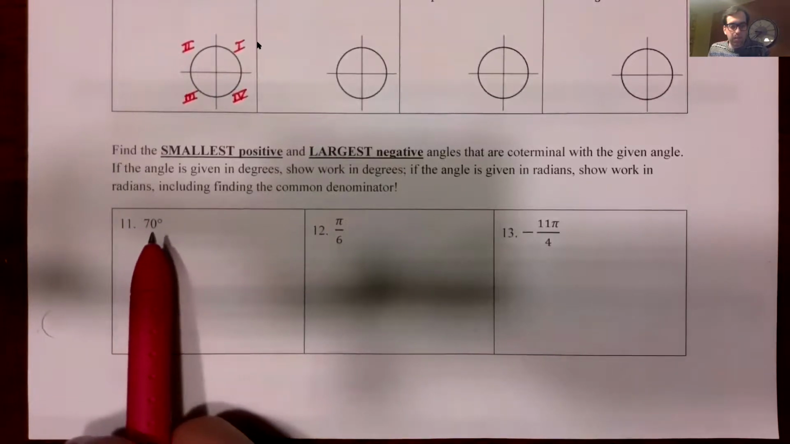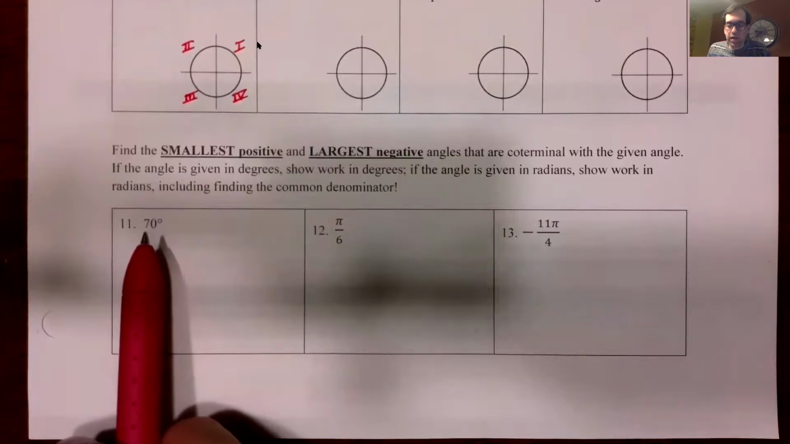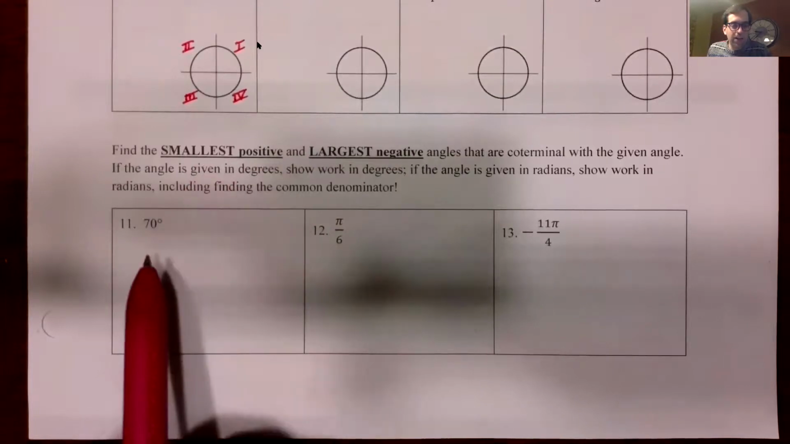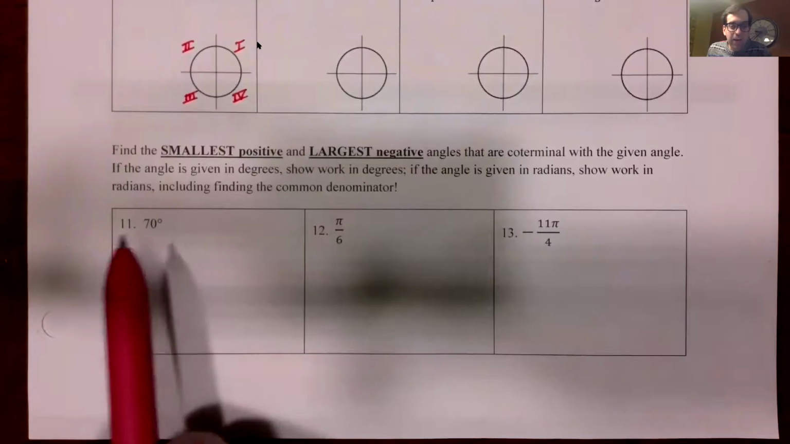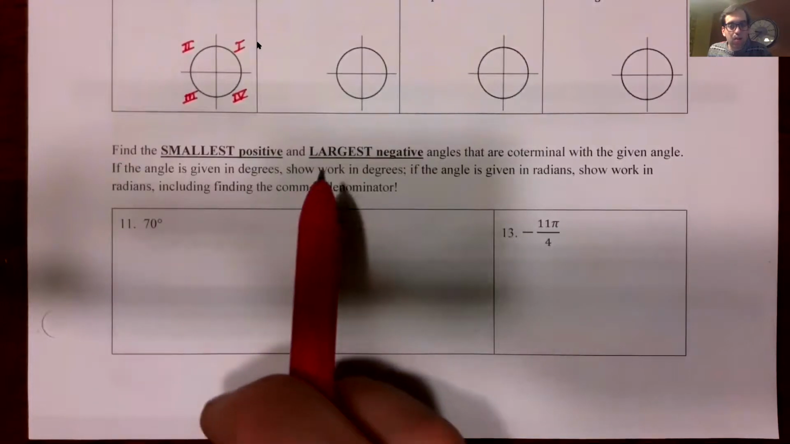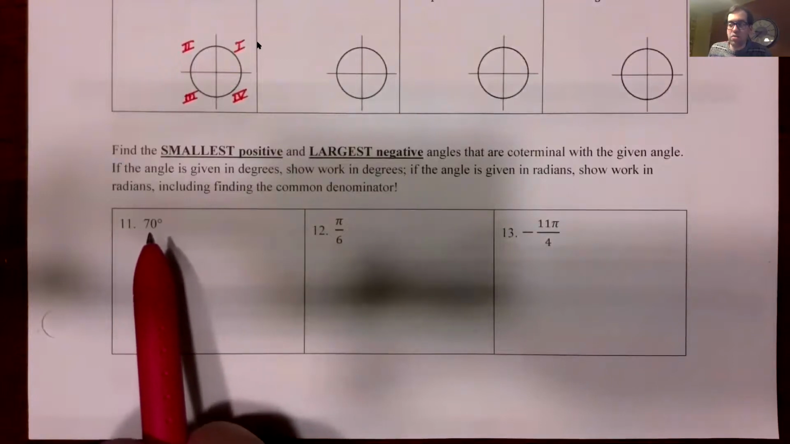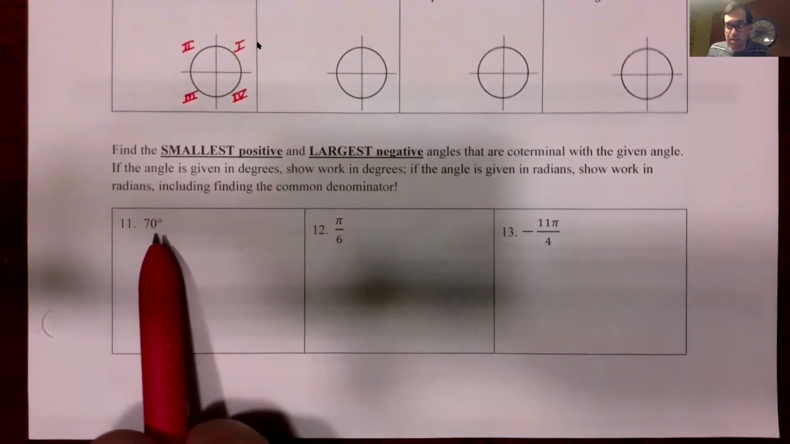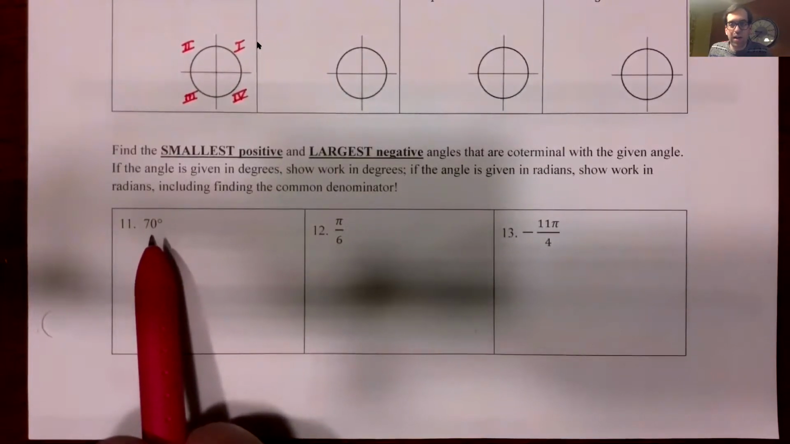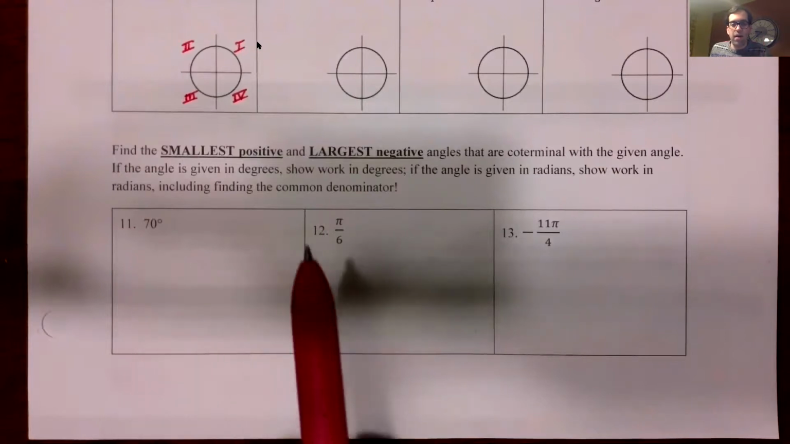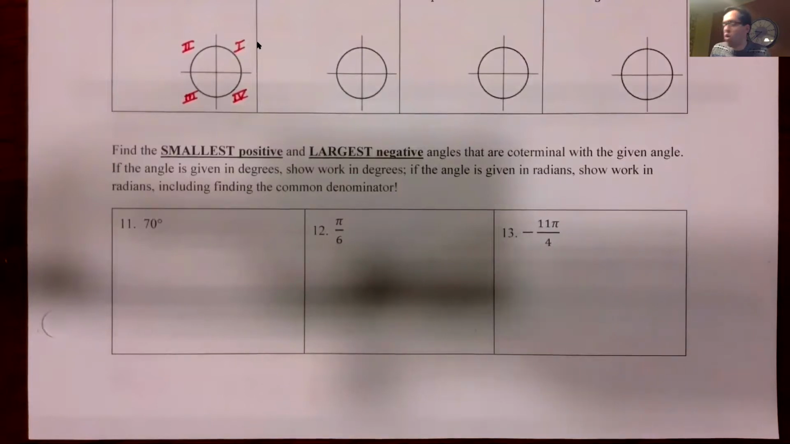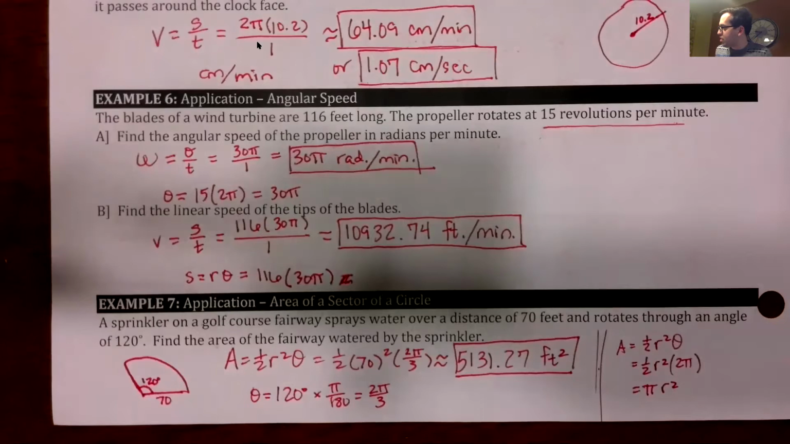70 degrees is smaller than 1 revolution, right? It's smaller than 360. So the smallest positive angle to 70 degrees is going to be if we add 360 degrees to this. The largest negative will be if we subtract 360 degrees from this, because subtracting 360 from 70 is going to get us to the negatives, and that's going to be the negative coterminal angle that's closest to 0. So you're going to have to think like that when you do numbers 12 and 13 as well. I'm not going to give you too much of a hint for those ones, but I bet you can figure it out and you'll have access to the answers. But everything else looks pretty straightforward, I hope.